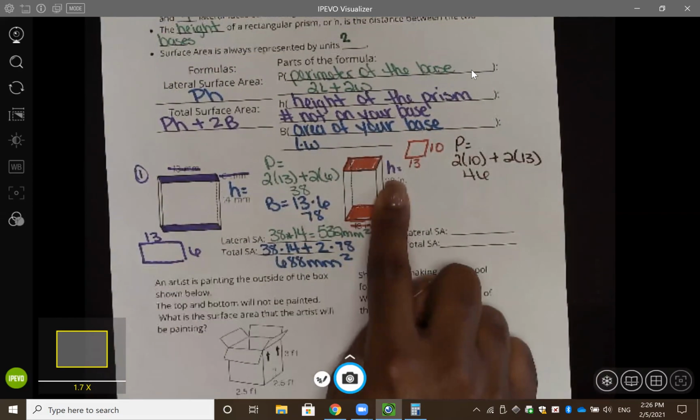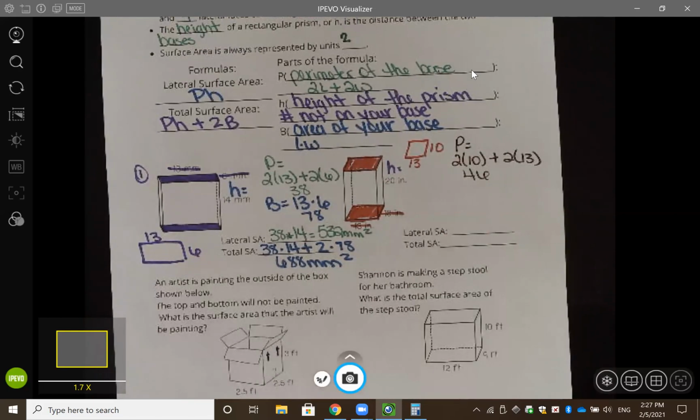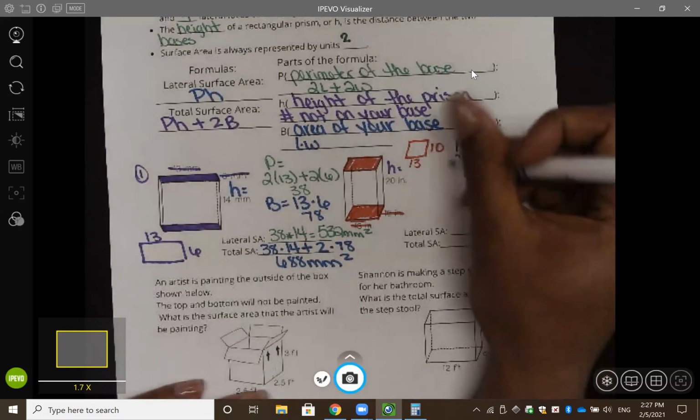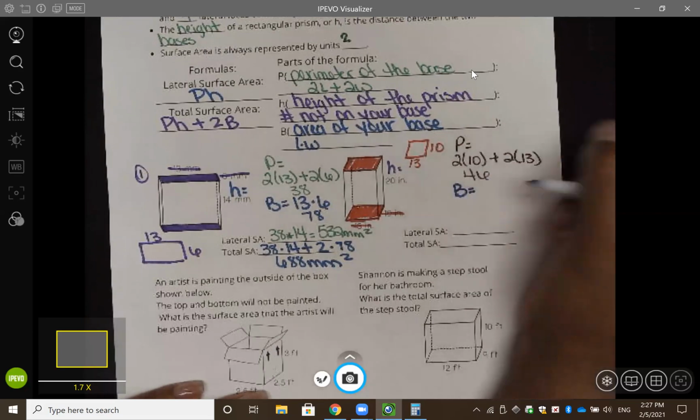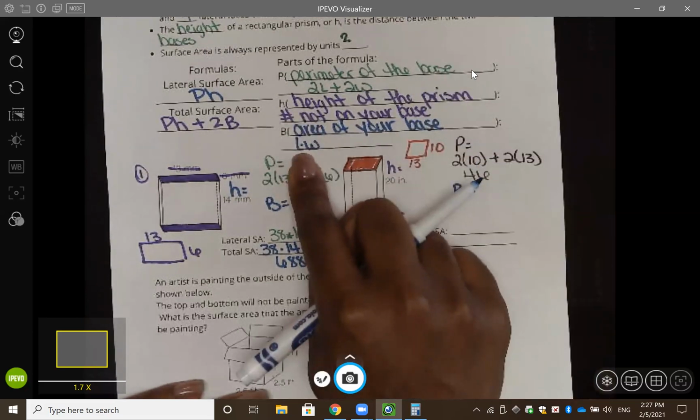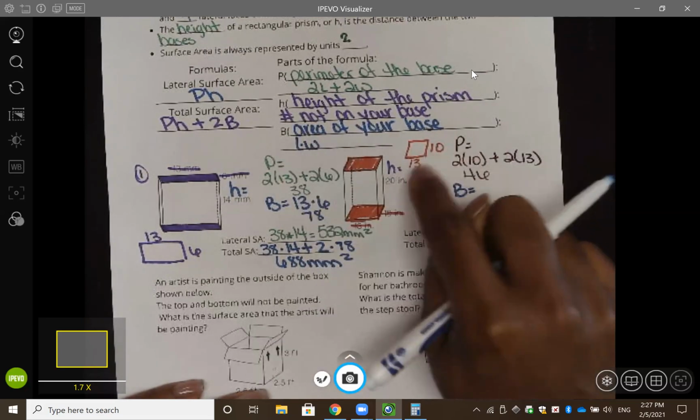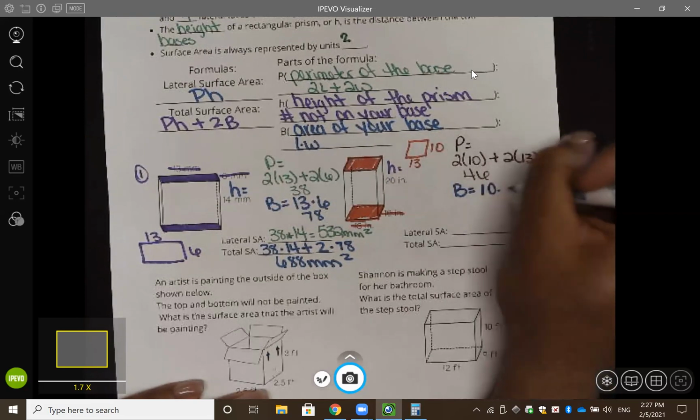Again, I have my height over here. So now I'm going to go ahead and find my big B. So big B is length times width. Length times width. So 10 times 13, which is 130.